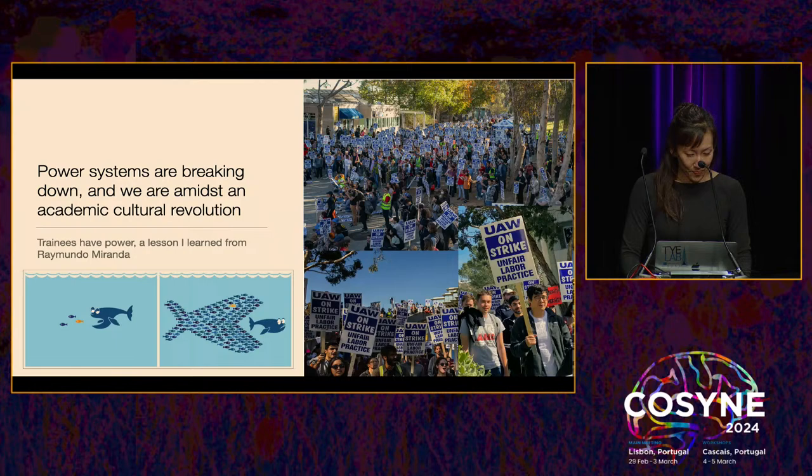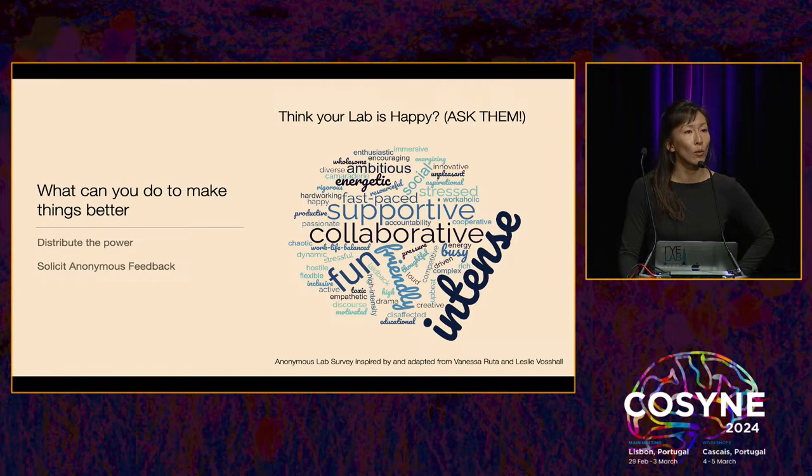And so, okay, if you are in a position of power, what are things that you can do to make things better? Mainly, it would be distribute the power. What can you do to make your environment more egalitarian? What can you do to solicit feedback, anonymously or non-anonymously?